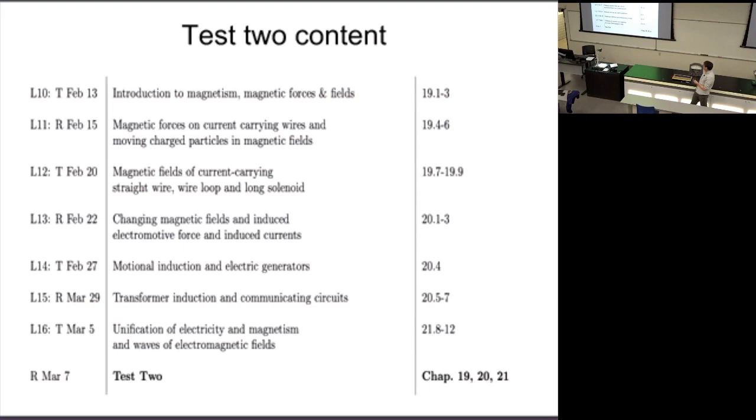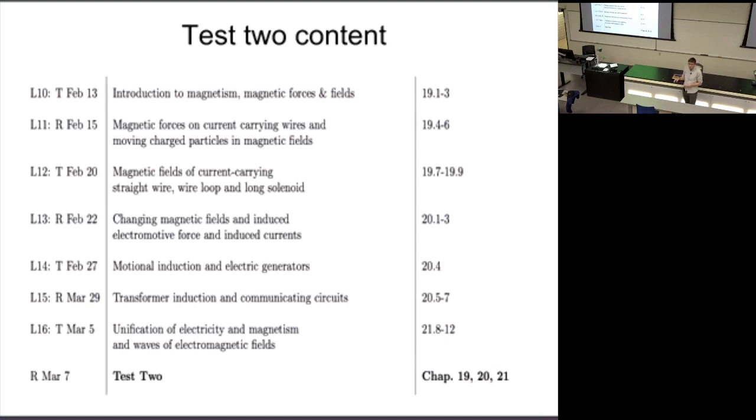Last class, we talked about the magnetic flux, and especially changing magnetic flux, creating induced EMFs, creating induced currents. That was Faraday's law. In the next 3 classes, it's a bit like what we did for test one. After introducing electricity, we looked at applications of electricity. Here, after introducing magnetism, we're going to be looking at some important applications of magnetism.